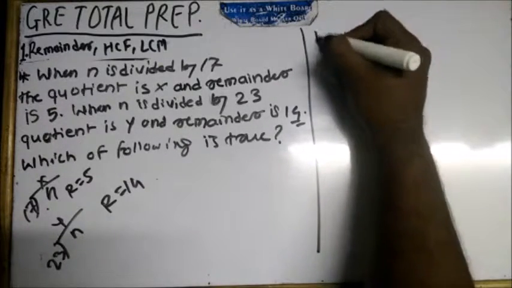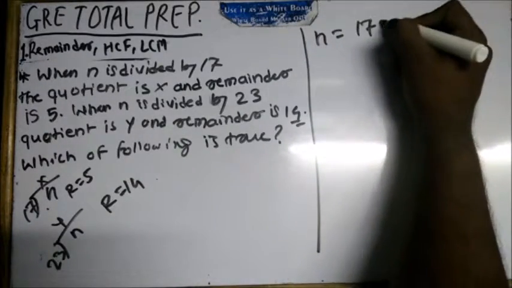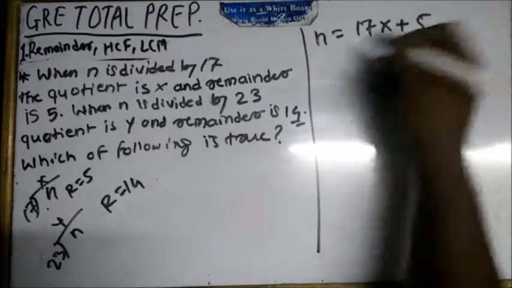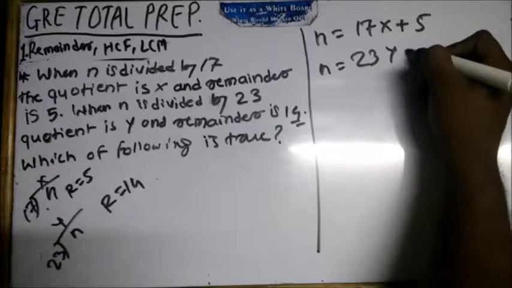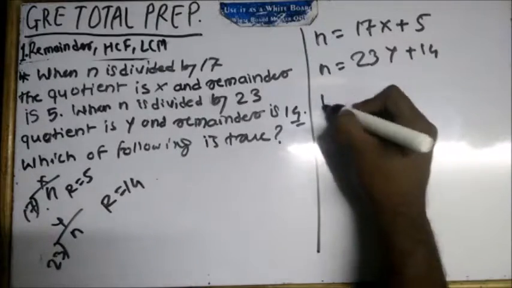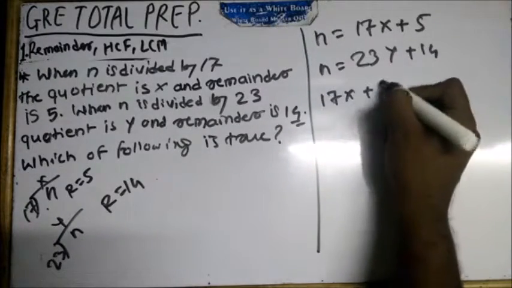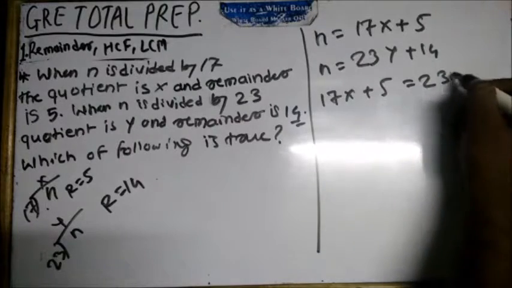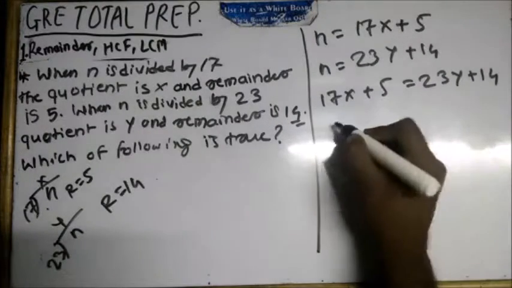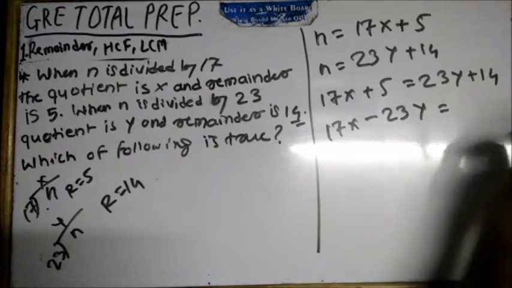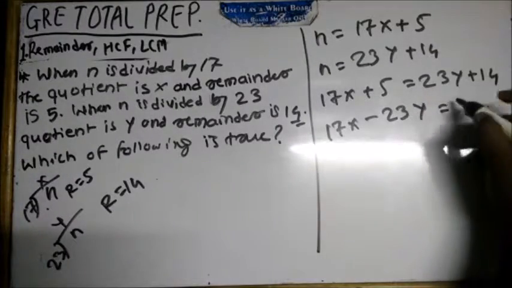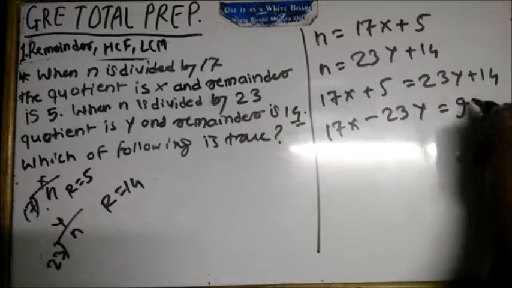So n is equal to 17 times x plus 5, and n is equal to 23 times y plus 14. So 17x plus 5 is equal to 23y plus 14. So 17x minus 23y is equal to, this y goes on this side, 14 minus 5, which is 9. That's the answer.